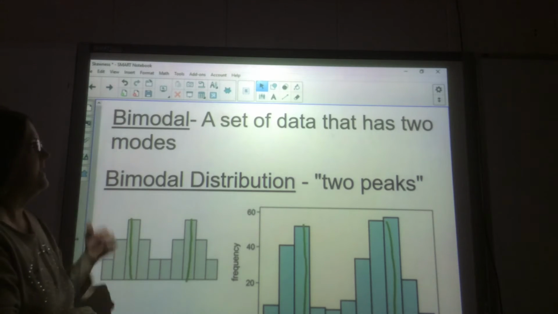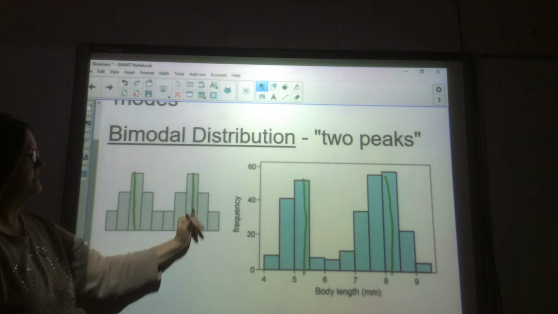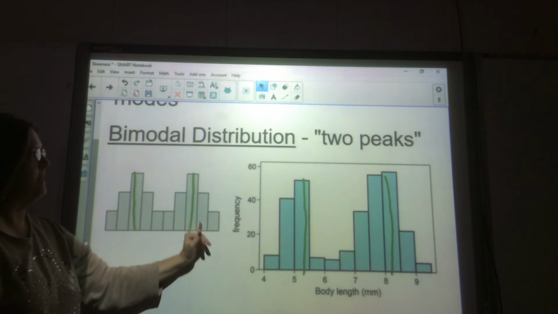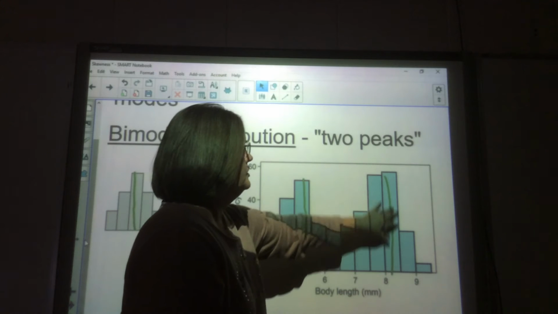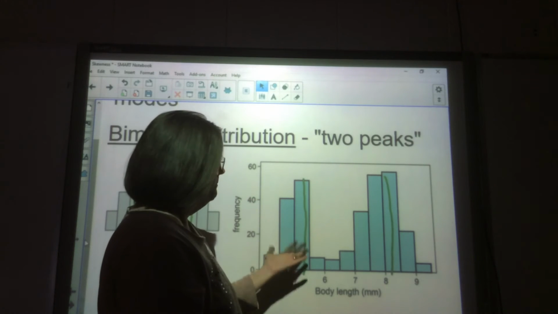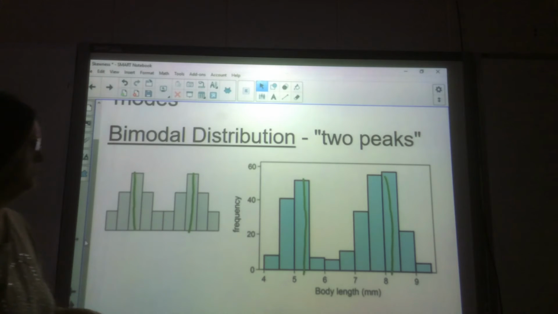Bimodal. This set of data has two modes. As you can see, this graph here has two peaks. We call that bimodal. This one also has two peaks. You could almost say it has four peaks, but the concentration is here and here, so we call that bimodal.